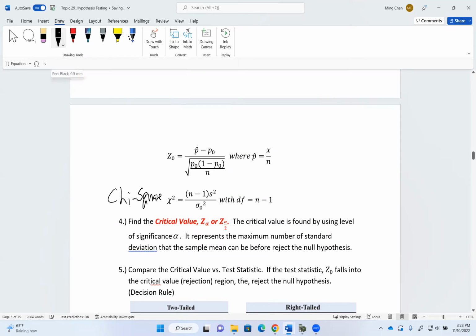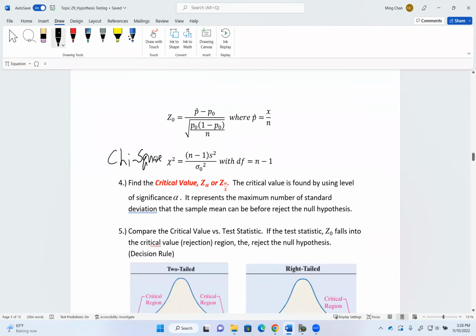I have not introduced chi-square at all. Chi-square is basically hypothesis testing for the population standard deviation. We kind of skip over that throughout this course, but I do want to write it down. This is called a chi-square, which is another type of distribution. Then find the critical value Z sub alpha or Z sub alpha over 2, depending on whether it's a left tail, right tail, or two-tail test.